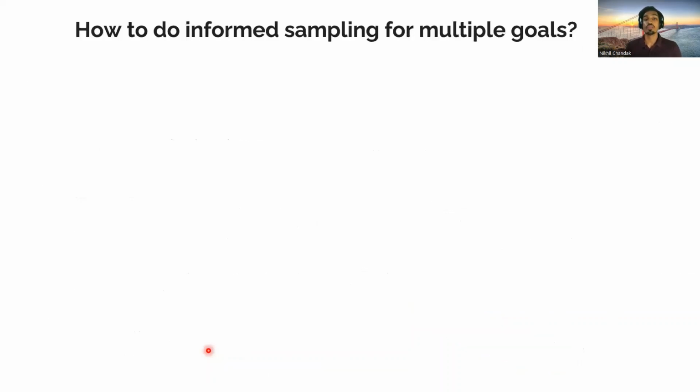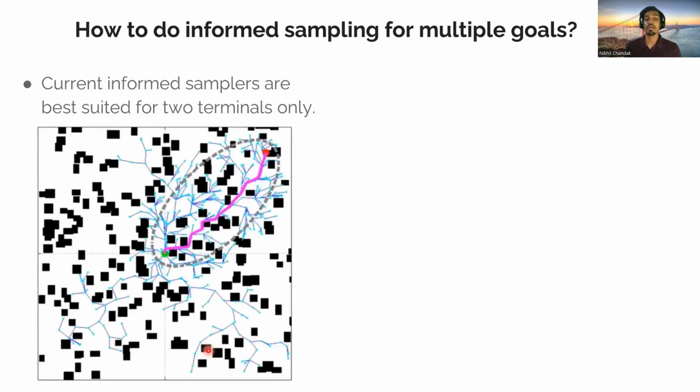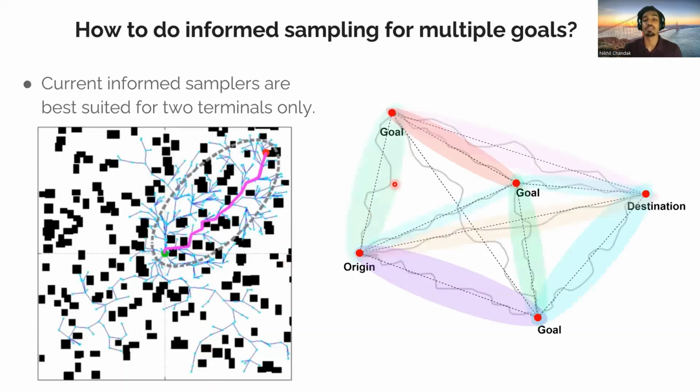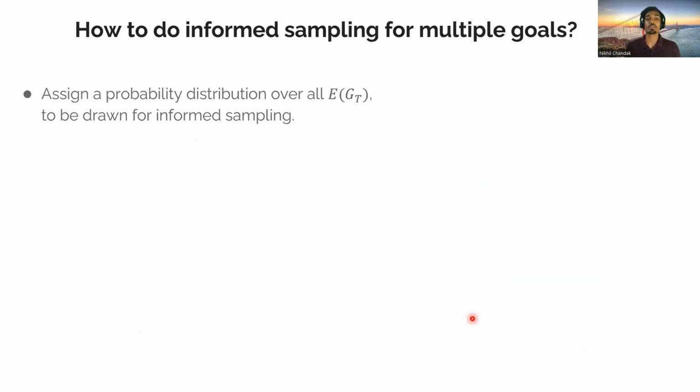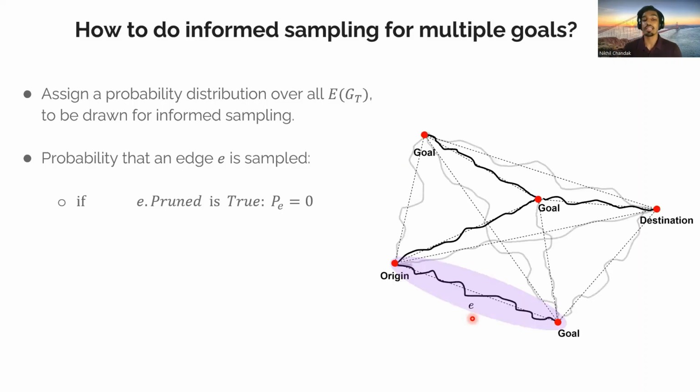Now, moving forward to informed sampling, we saw that current informed samplers are best suited for 2 terminals only. And can we hope to extend them for multiple goals, say maintain LSFs like in this format? To achieve this, we assign a probability distribution over all the edges of the graph G_T. First, consider an edge E. If it is already pruned, then we assign a probability of 0 for it to be sampled, as it can never be part of the Steiner tree. Second, consider edge E which is not pruned.